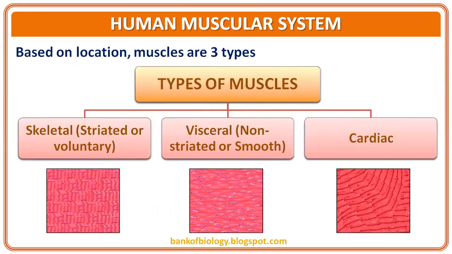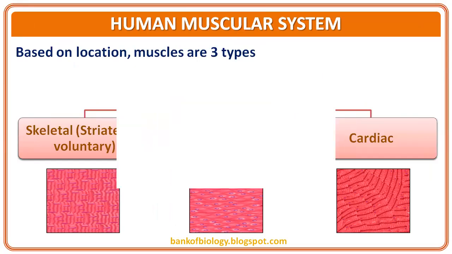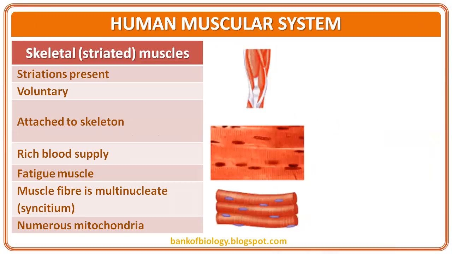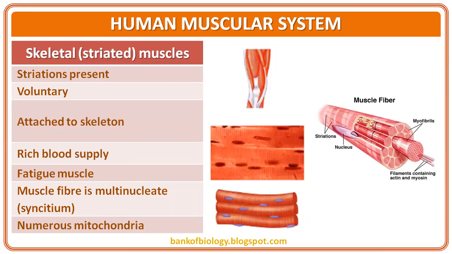We have three types of muscles in general: skeletal muscles, which we call striated or voluntary muscles; visceral muscles, which are also said to be non-striated or smooth muscles; and the cardiac muscles. So let's see one after another. In skeletal muscles, striations are present due to the regular arrangement of thick and thin filaments, which we are going to see in detail in the coming class.